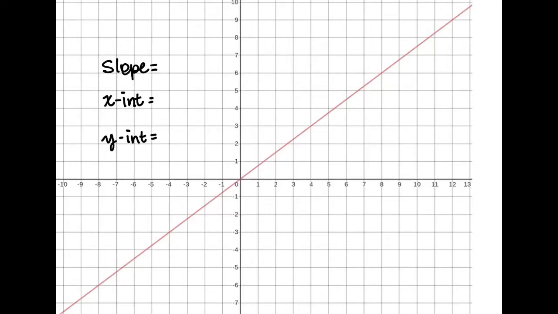So I'm going to pick these 2 points to find my slope. So I'm going up 1, 2, 3. I'm going over 1, 2, 3, 4. So my slope is 3 rise, 4 run.